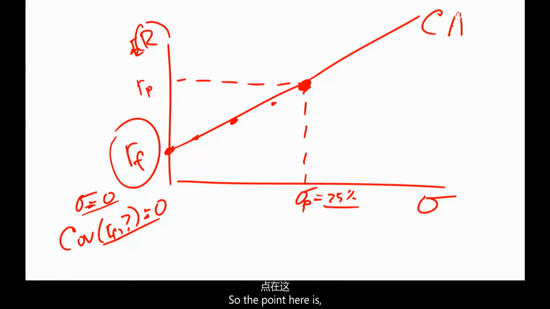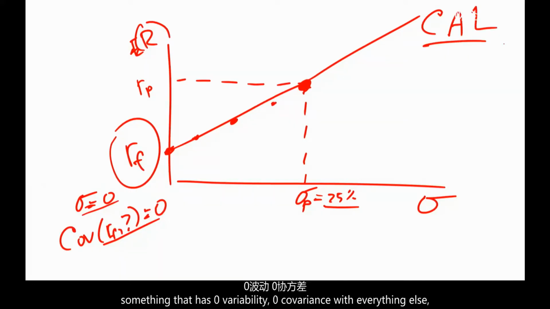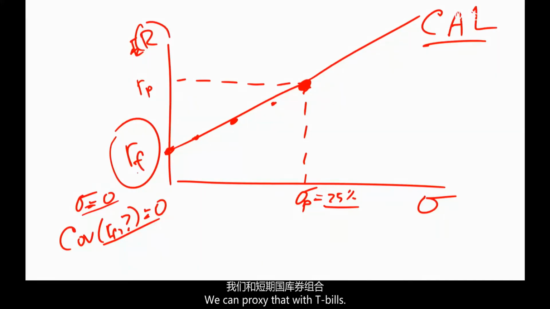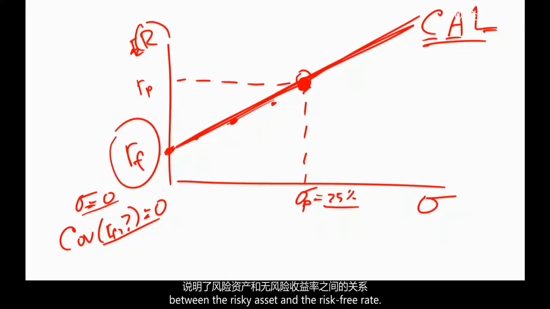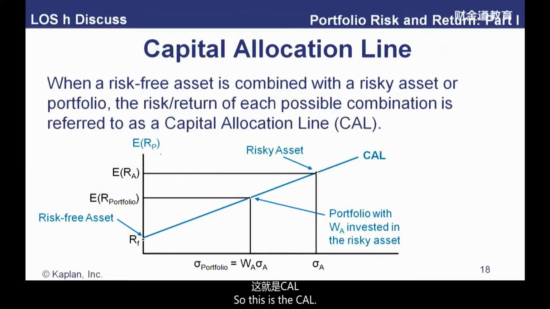So the point here is if we have a risk-free asset, right, something that has zero variability, zero covariance with everything else, or at least close to that, so we can proxy that with T-bills, then we can create from the combination of any risky portfolio and the risk-free asset, we can form this CAL, which stands for Capital Allocation Line. And what we're going to do is instead of having one point to choose from, we can choose any of the portfolios on this spectrum. So the capital allocation line just creates the straight line relationship between the risky asset and the risk-free rate. So this is a CAL.